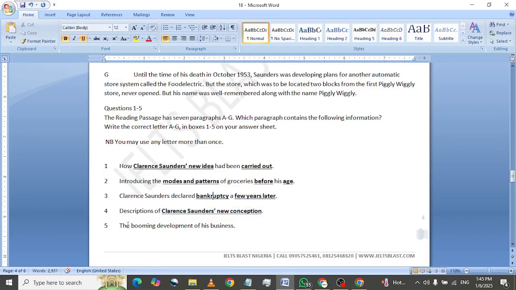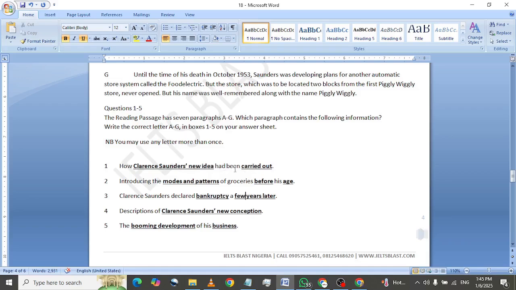Then number 5 says, the booming development of his business. Booming development of his business. You underline that. Now that we have underlined them, it has made our life easy. Let's go to the passage to answer. What we are looking for in number 1 is Clarence Saunders' new idea.